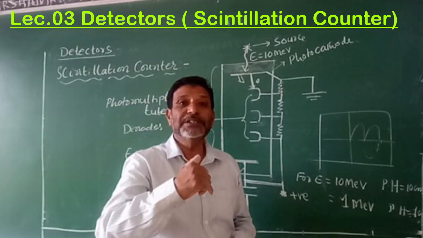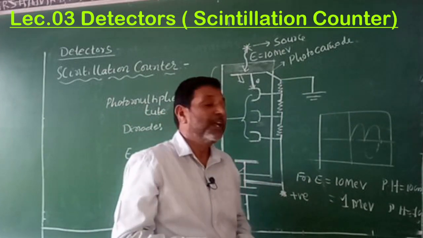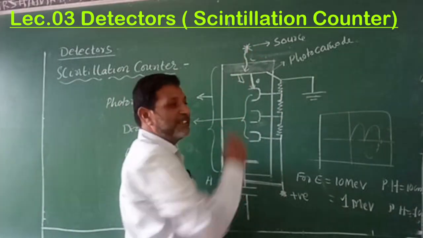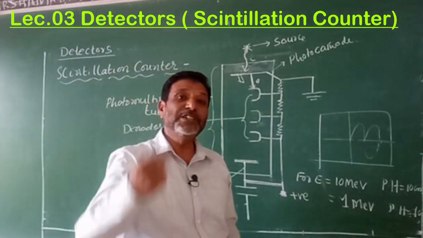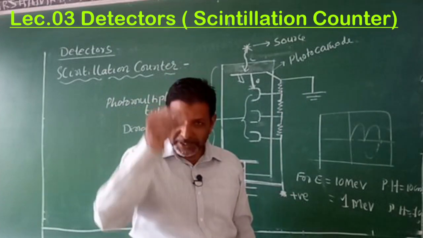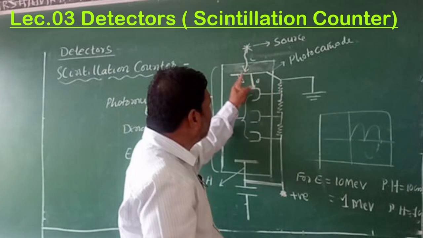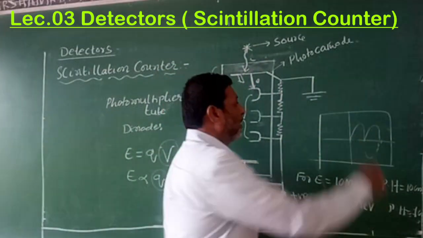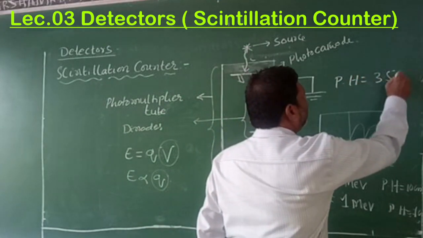Now, how will you find the energy of the incident particle? Let us consider a particle which has entered here. We don't know its energy. Send the particle whose energy is to be determined, then find the pulse height. Let us consider the pulse height is equal to 3.5 centimeter.